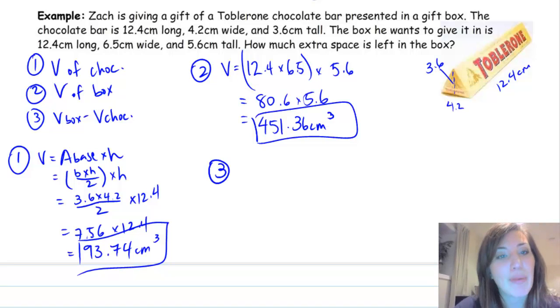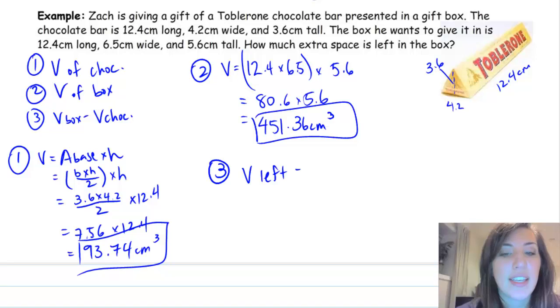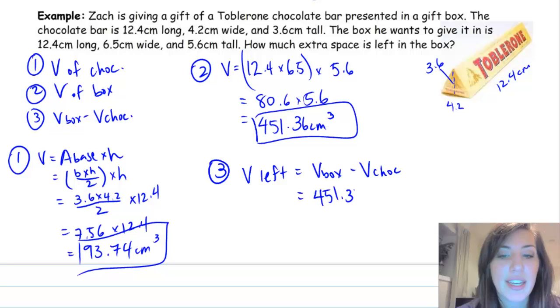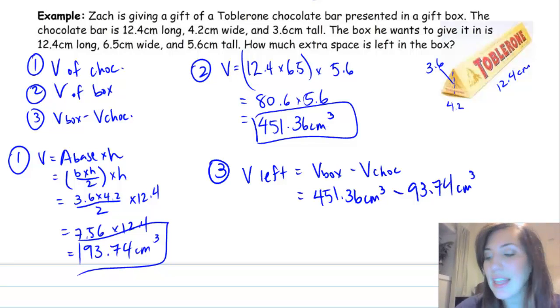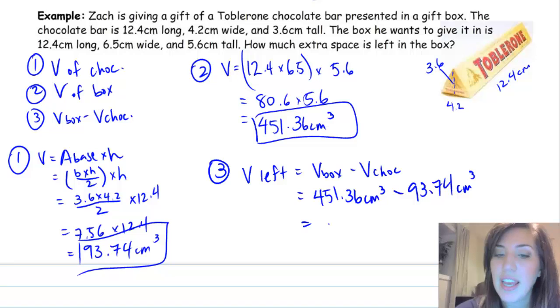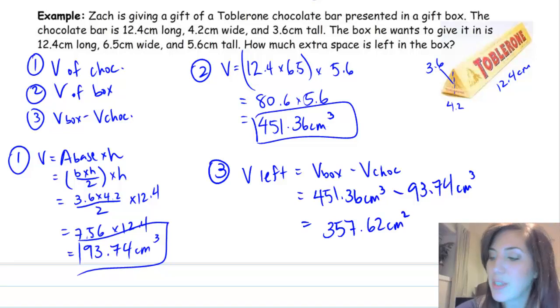We need to decide how much extra space is left in the box. So we're going to say the volume left is equal to the volume of the box minus the volume taken up by the chocolate. So that's the volume of the box is 451.36 centimeters cubed, and the volume of the chocolate was 93.74 centimeters cubed. And so that leaves us with 357.62 centimeters cubed left over.